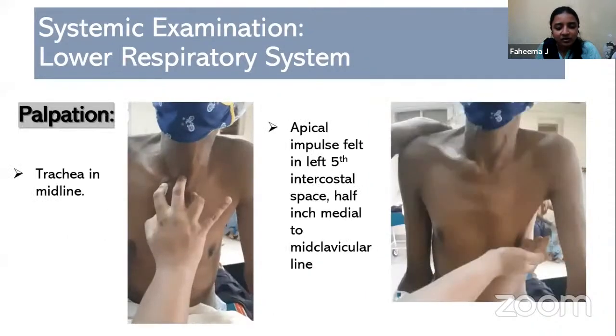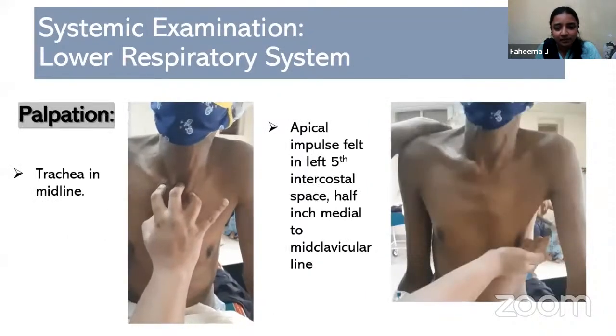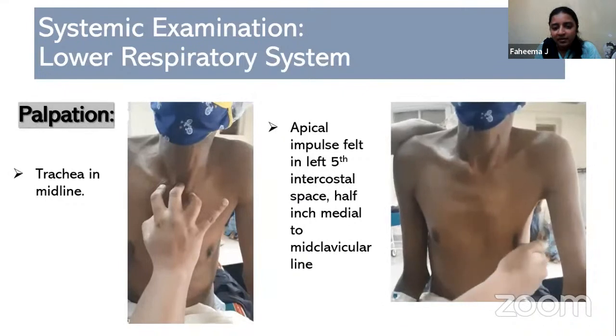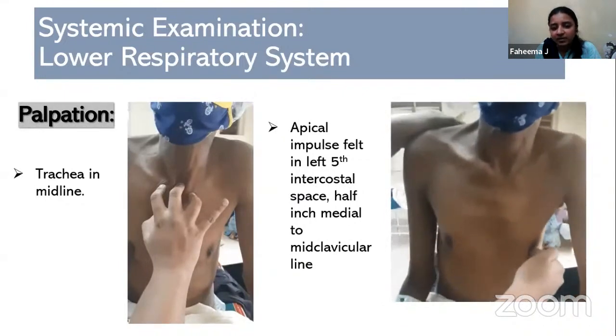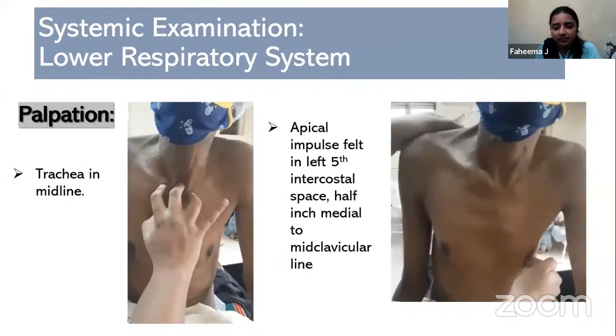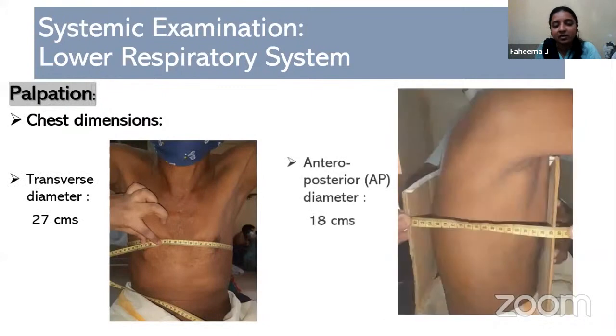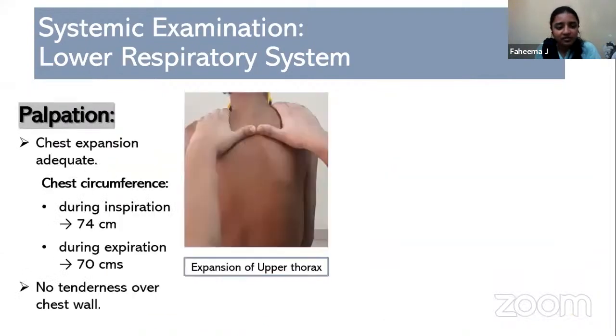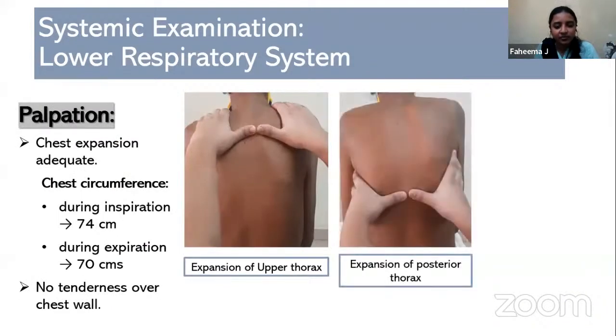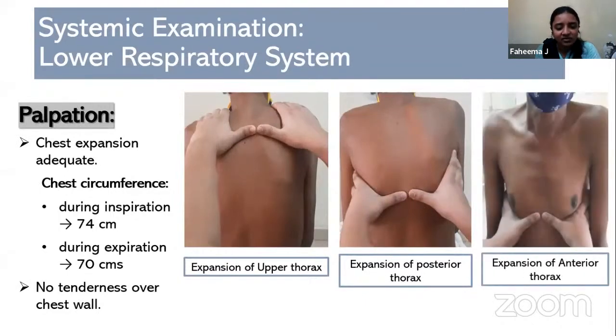On palpation, trachea appears to be in midline. On palpating the apical impulse, it was felt in the left fifth intercostal space, half-inch medial to the midclavicular line. Chest dimensions: the transverse diameter was 27 centimeters and the anteroposterior diameter was 18 centimeters. On palpation, chest expansion was adequate. The chest circumference during inspiration was 74 centimeters and during expiration it was 70 centimeters. There was no tenderness over the chest wall. We had images showing the expansion of the upper thorax, the posterior thorax, and the anterior thorax.